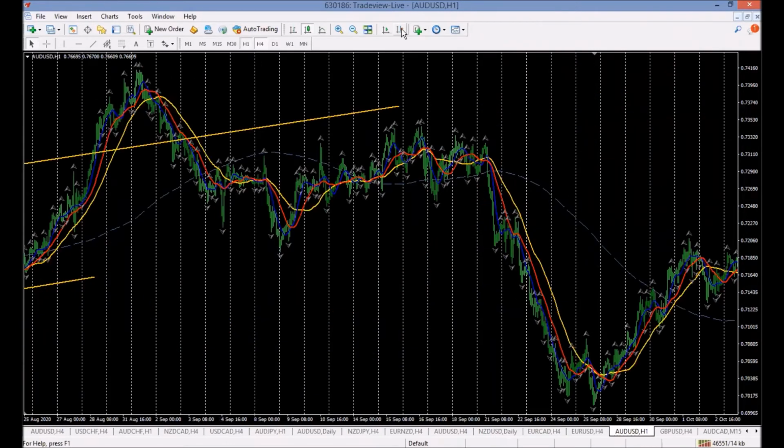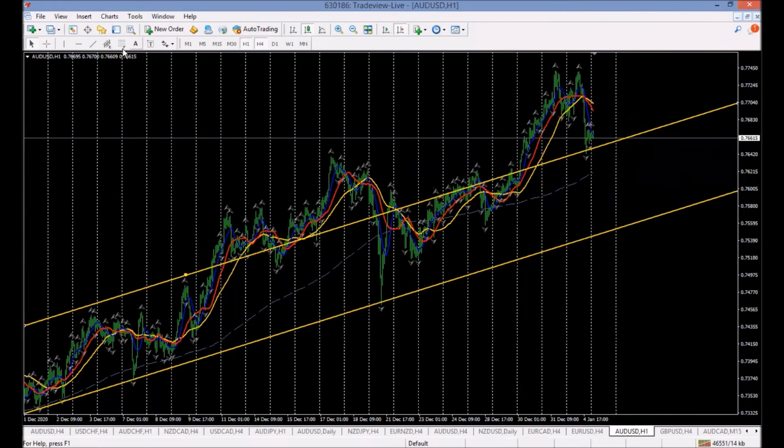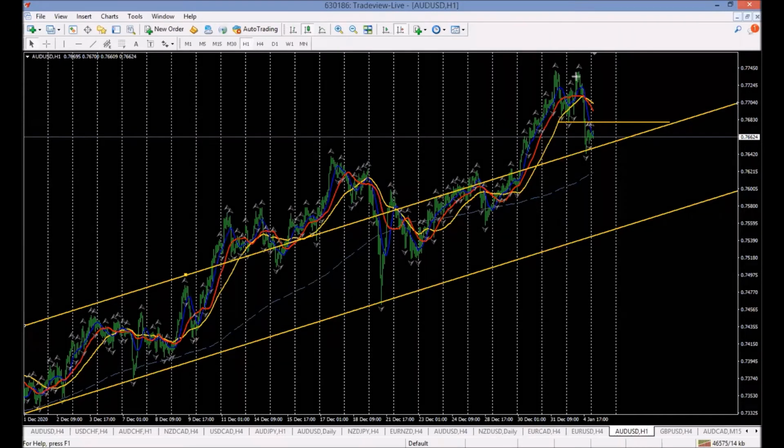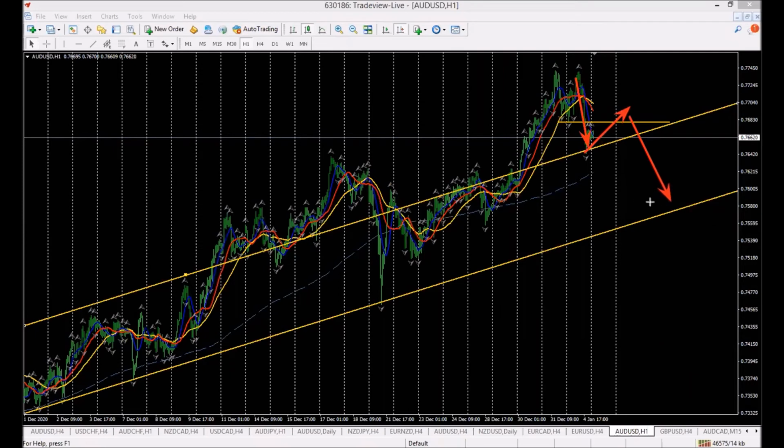We drop down to the hourly chart, and we've had a lovely move today. We picked up on that move, first day back of trading, and we've seen a correction of sorts. Now, what we'd be looking for here is an A, B, C correction, at least to this line here.